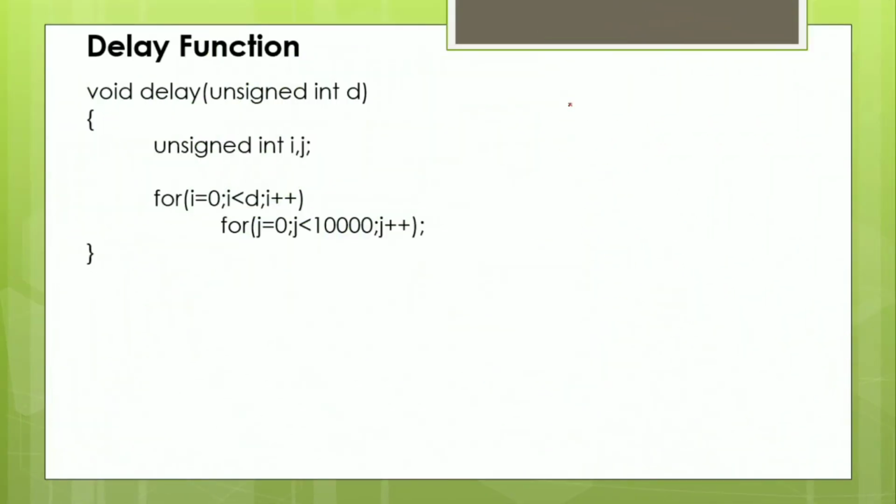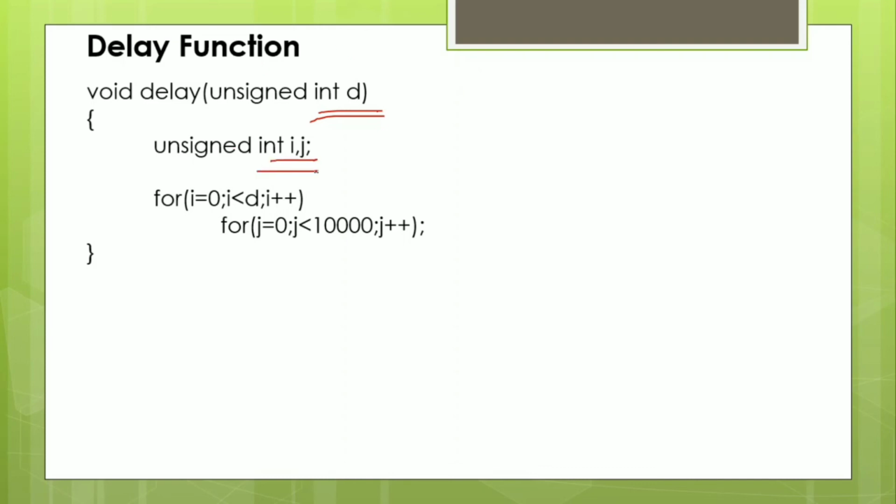And the last one is the delay function. How does a delay function work? You know already, you have studied it in many programming languages also. So here, void delay unsigned integer d. You can also change the value of d depending on your requirement. In this code I have taken 50. You can also vary it.